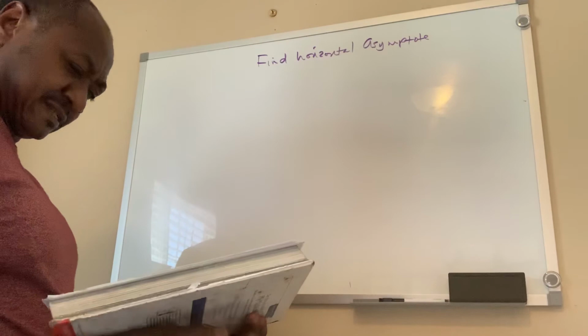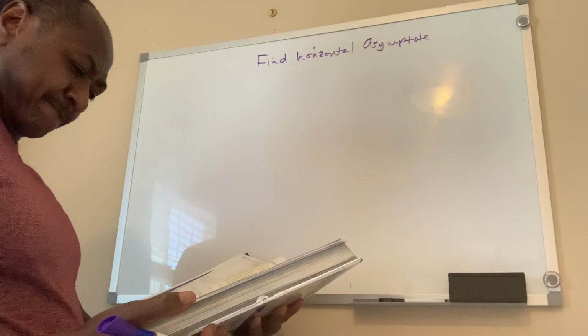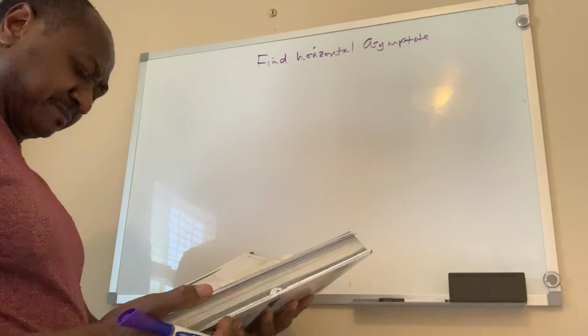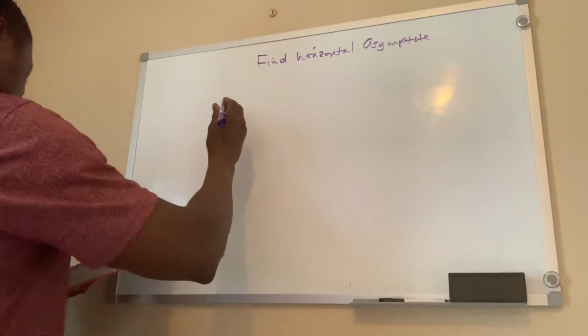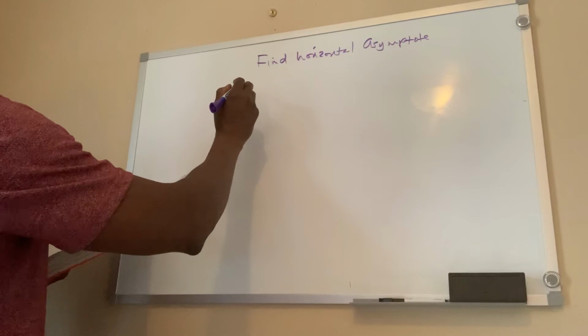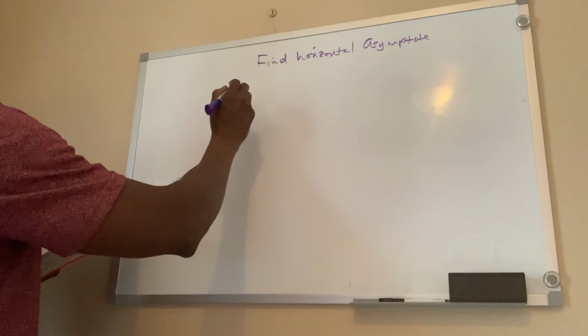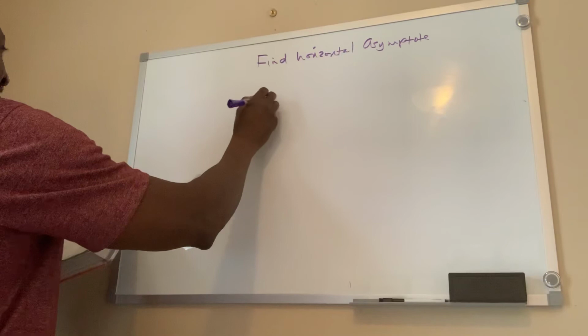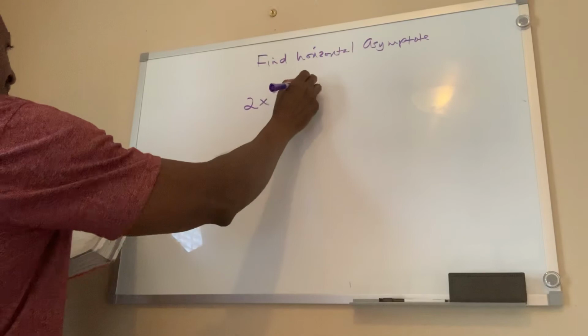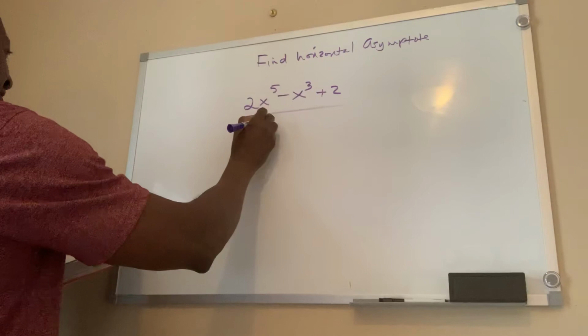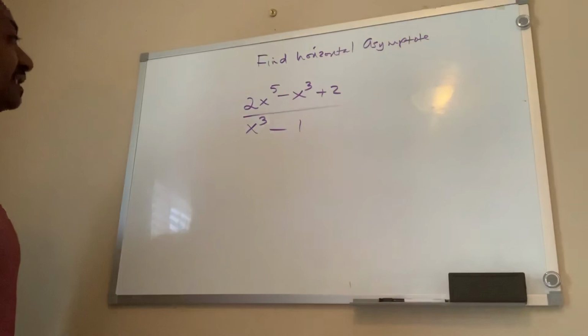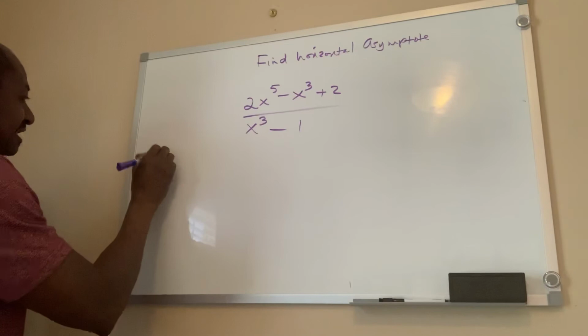The third one. The other example is if we have 2x to the 5 minus x cubed plus 2 divided by x to the third power minus 1. Okay, here again you're looking at the degree of the numerator and the degree of the denominator. You see that this condition is what applies here, right?